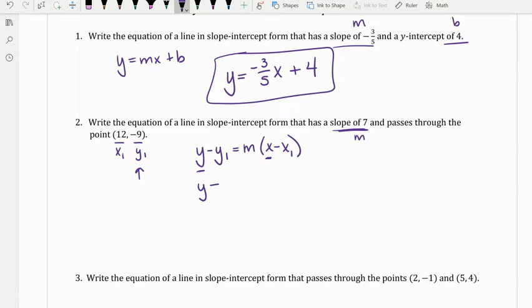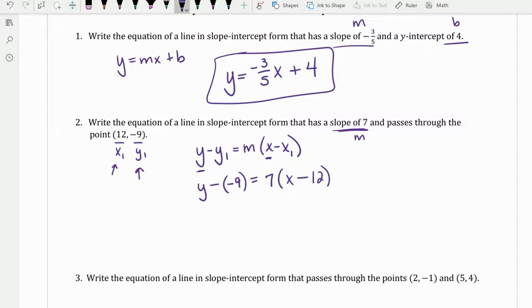So here's another common mistake I saw on this quiz. The y minus comes from the formula, but then I'm also going to plug in a negative 9. So you have to have that double negative there. Equals, my slope is 7. And then x minus, over here, we're going to get our x1, which is positive 12, so I don't have to do the double negative that time.